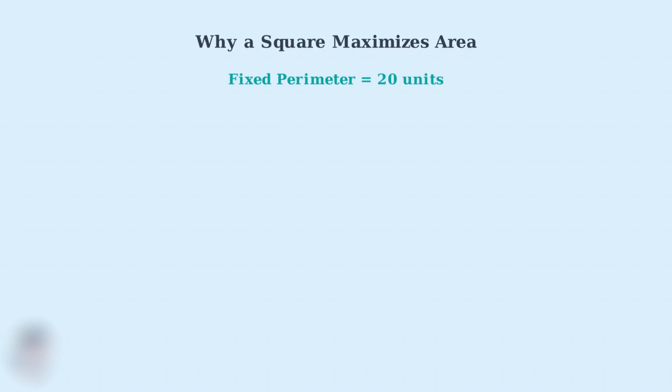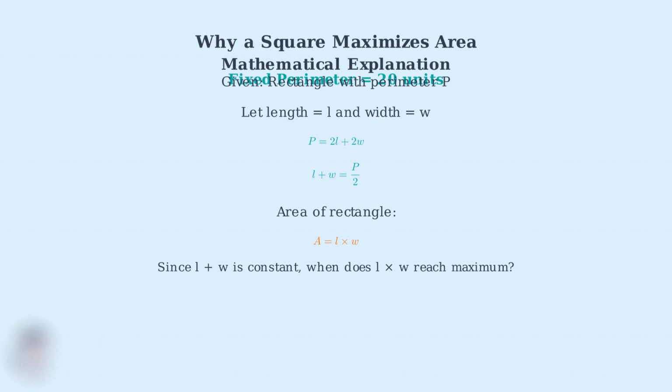Now let's understand the mathematical reasoning behind why this happens. We'll examine the general case where we have a rectangle with a fixed perimeter. For any rectangle with perimeter P, if we call the length L and width W, then P equals 2L plus 2W. This means L plus W equals P divided by 2, which is a constant. The area of our rectangle is L times W. Since L plus W is constant, we need to find when the product L times W reaches its maximum value.